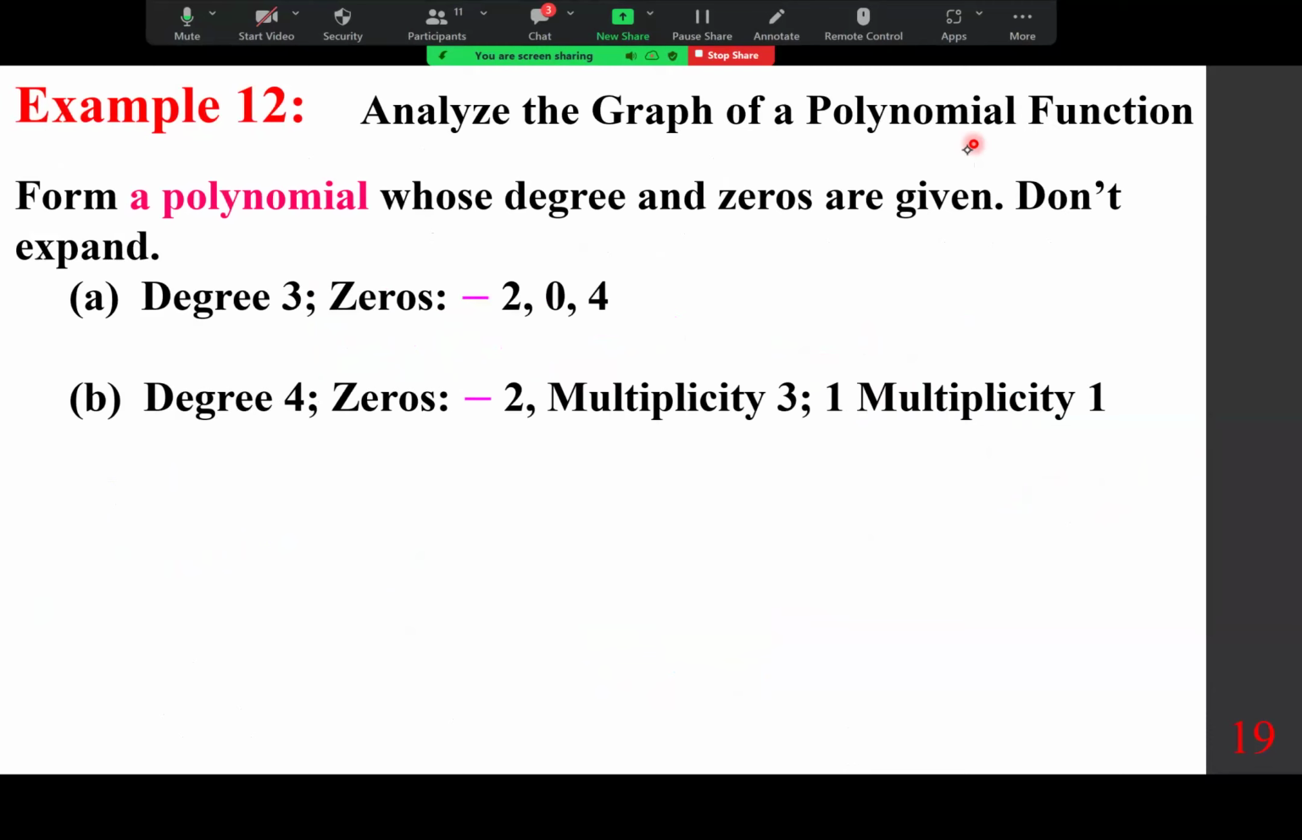Analyze the graph of a polynomial function. Form a polynomial whose degree and zeros are given. Don't expand. Degree is 3, zeros are -2, 0, 4. Let's look at the first one.